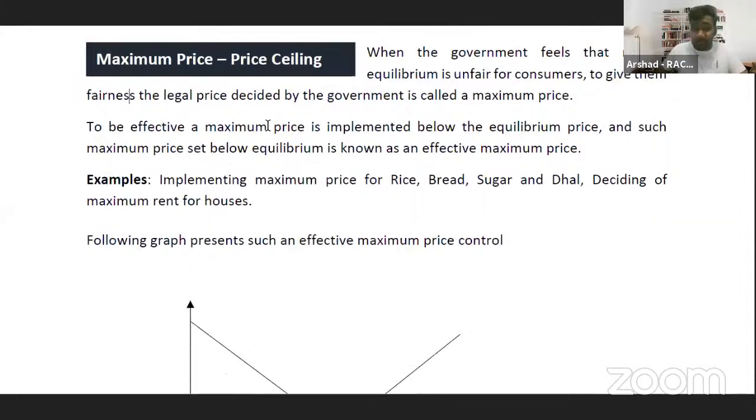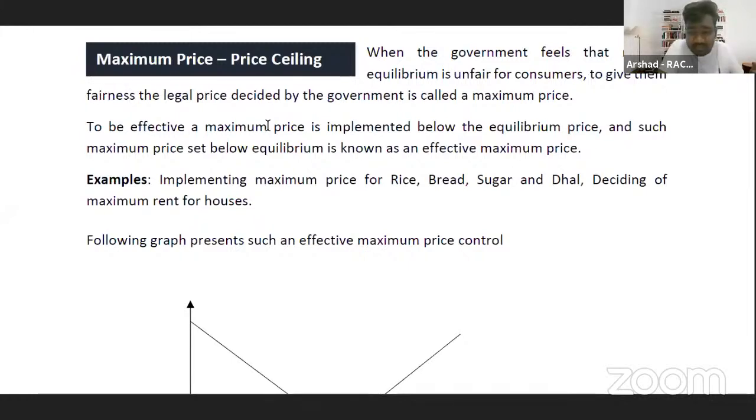We'll start off with a maximum price or a price ceiling. Yes, I'm not going to go too much into theory, right? We will work on the sums, because on maximum prices, theory has already been tested. The sum part of it is what is not tested on a past paper.